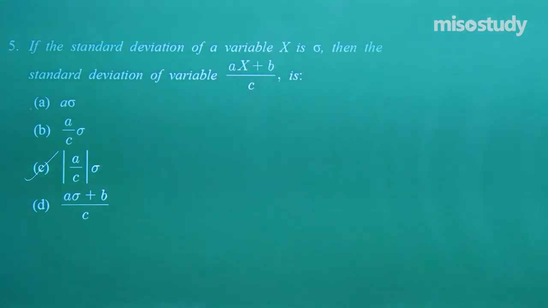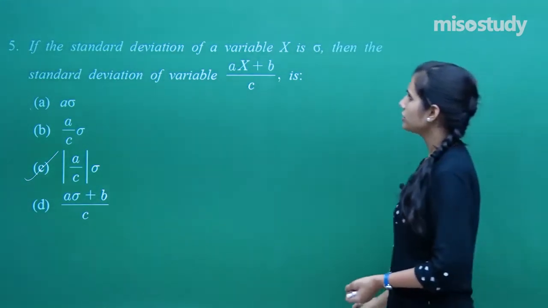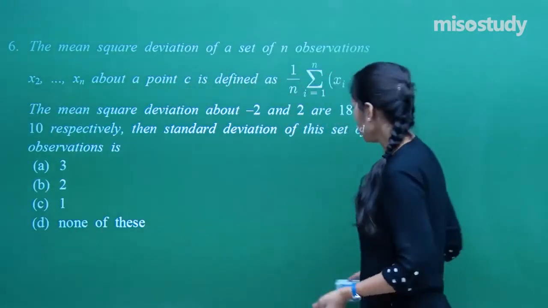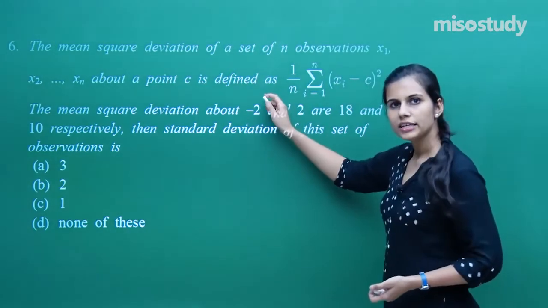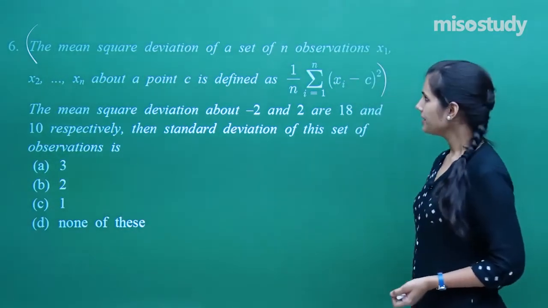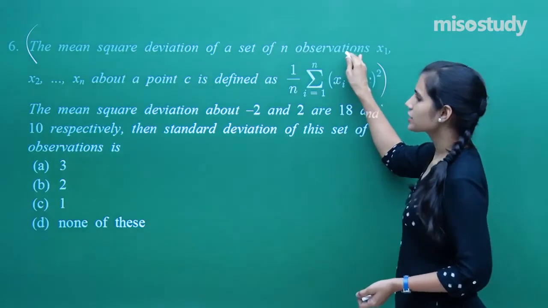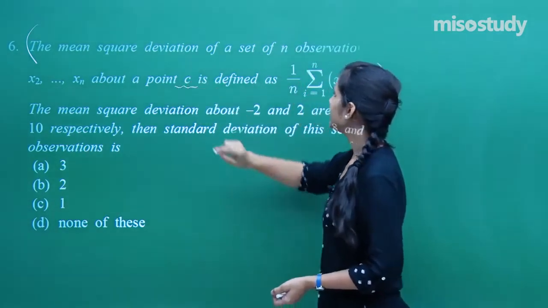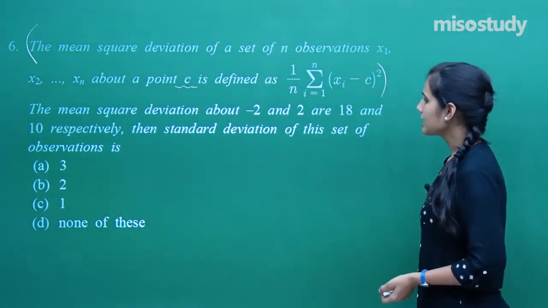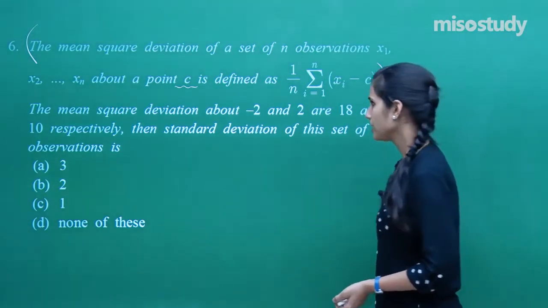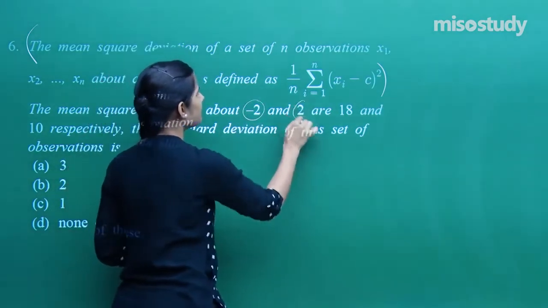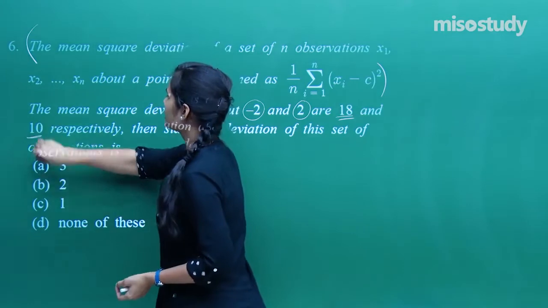Moving ahead, let's see what is the next question. We are given something related to the mean square deviation. What is mean square deviation? It is already giving you the definition starting from here till here. The mean square deviation of a set of n observations x1, x2 up till xn about a point C is defined as this. The mean square deviation about minus 2 and 2 are 18 and 10. Then the standard deviation of this set of observations is what? Okay, so C will be replaced by minus 2, then C will be replaced by 2. The values are 18 and 10 respectively.